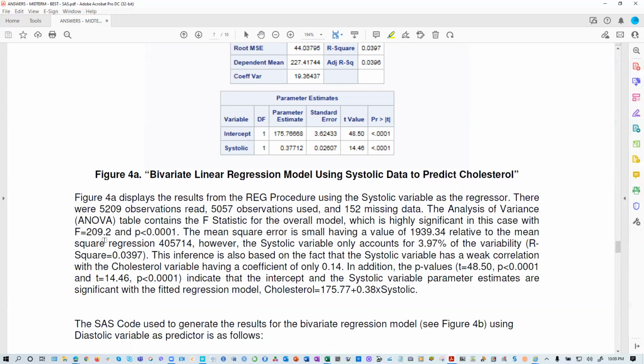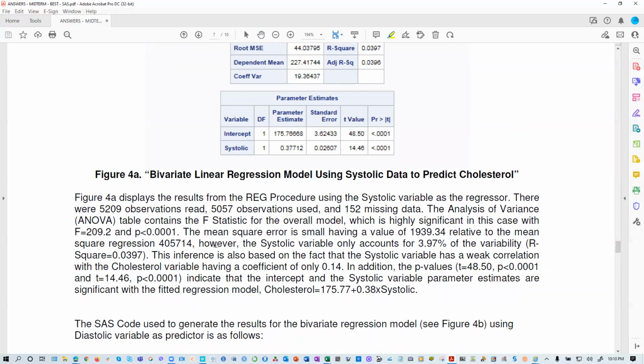Significant means this value and this value go together. This is the p-value corresponding to this F-value. You know how to find the p-value corresponding to this one: you find the probability of something more extreme than this value. You know the code; you can even calculate it, not by hand, with the code. The mean square error is small. MSE has a value of this one relative to the mean square regression.